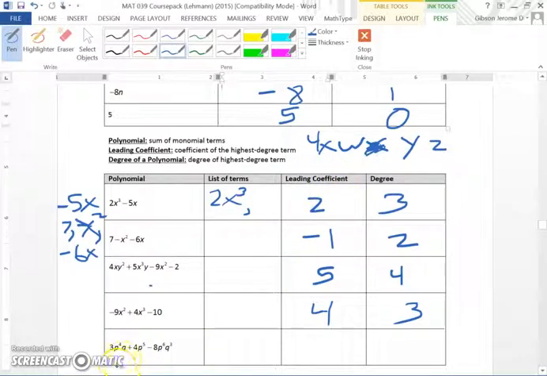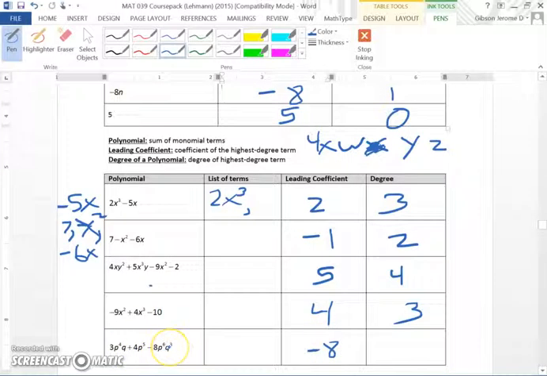Now, we want our leading coefficient. We look at the degree of each one of these terms. This would be 5. This would be 5. And this would be 9. So we know that this term will have our leading coefficient, which would be negative 8.